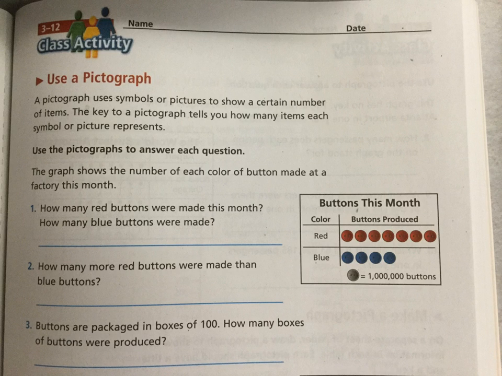All right, turn in your books, page 113. I've got the first part of page 113, and we're going to be talking about pictographs. A pictograph uses symbols or pictures to show a certain number of items. The key to a pictograph tells you how many items each symbol or picture represents. The key that they are talking about is this part on the bottom. One button.